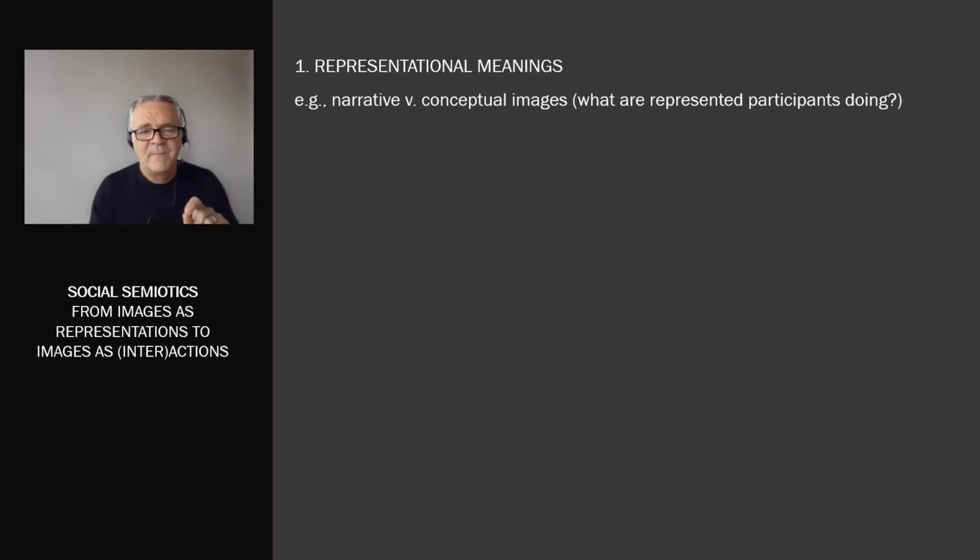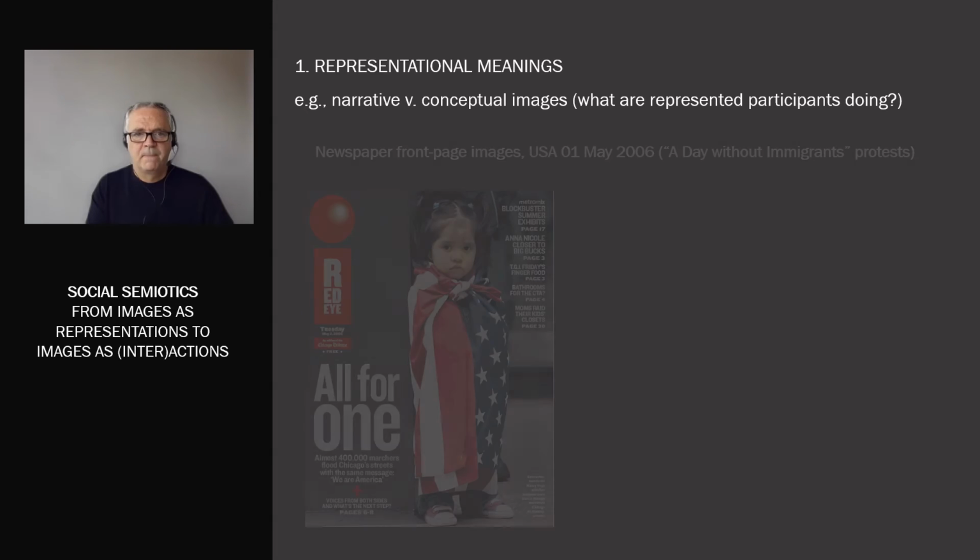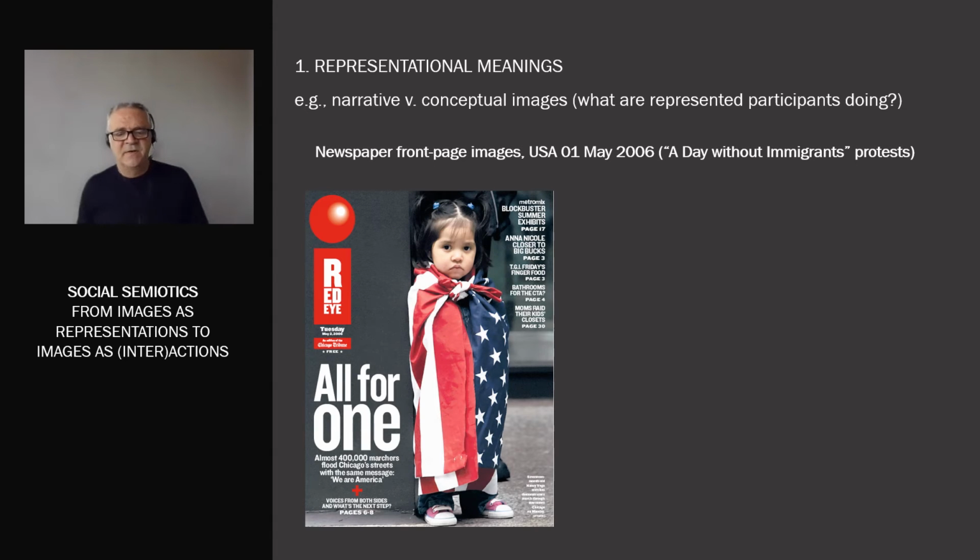I turn first to representational meanings, and specifically the distinction between narrative and conceptual images, which has to do with what represented participants, people in the images, are doing. Let me explain the difference between narrative and conceptual images by way of the following examples drawn from a US-American newspaper front page analysis on a particular day and around a particular event.